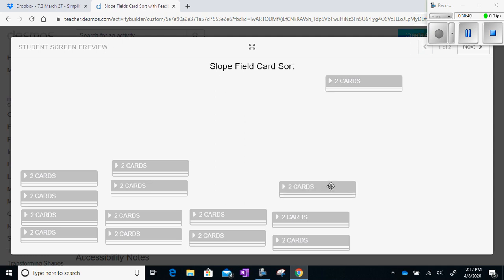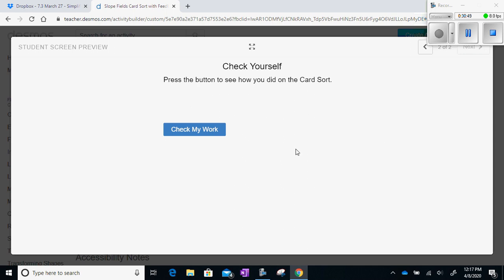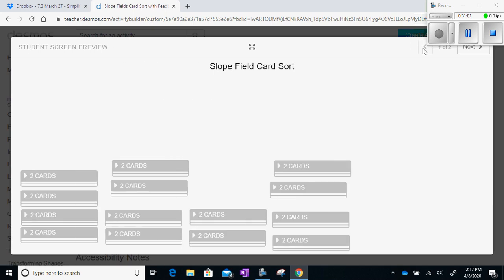Now let's just put them like this. Alrighty. So we are going to click where it says next. We're going to go to page 2 and we're going to say check my work. Are my slope fields matched correctly with my differential equations? Click on that. It'll think for a minute. I like this little wave going through. Yay, we got them all right.